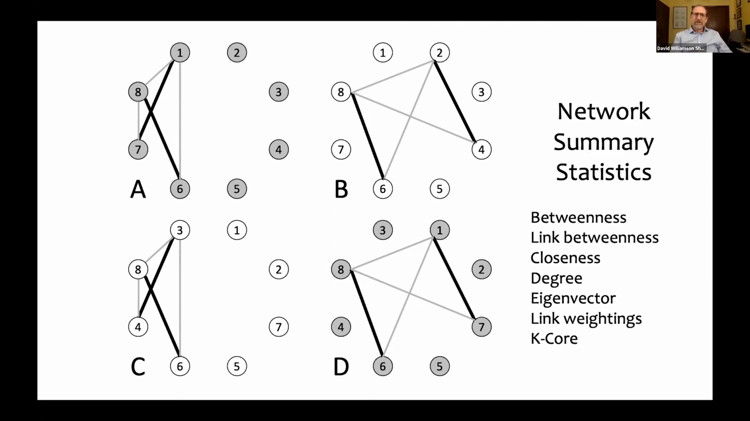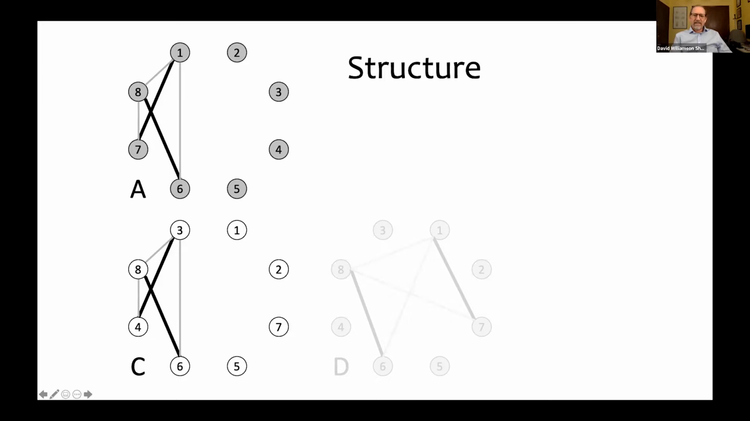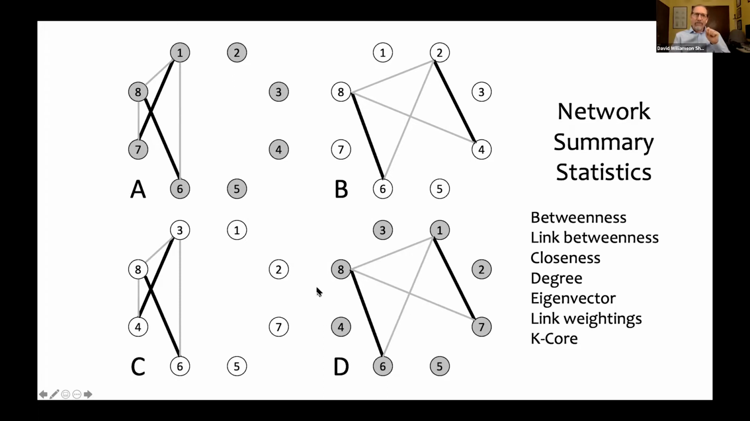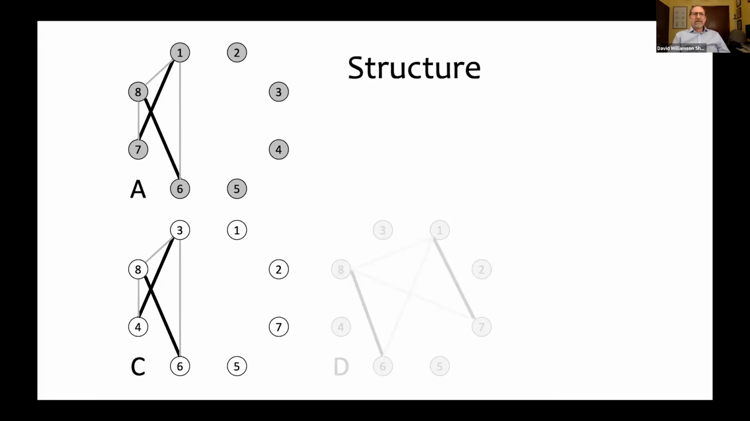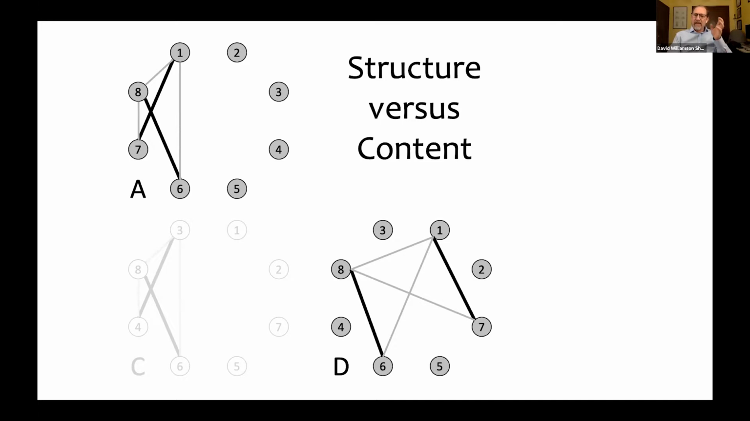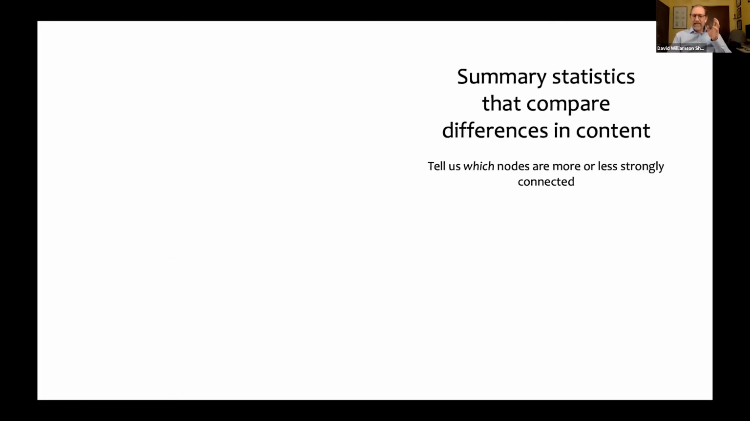But all of these are structural. They're structural in the sense that they say that these, sorry, let me go back one slide. They're all structural, and all 4 of these networks have exactly the same summary statistics in terms of their structure. There is no way of distinguishing between these 4 networks in terms of betweenness, link betweenness, closeness, and so forth. Right? So the question is do we care about structure, or do we care about content? And so the fundamental puzzle in ENA, right, is how to get summary statistics that compare differences in content. That is, that tell us which nodes are more strongly or weakly connected.